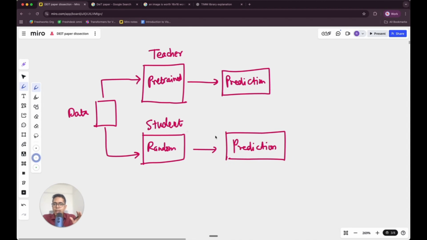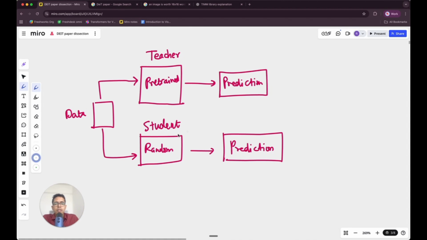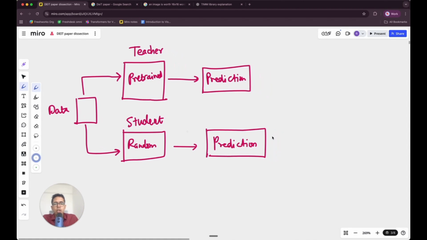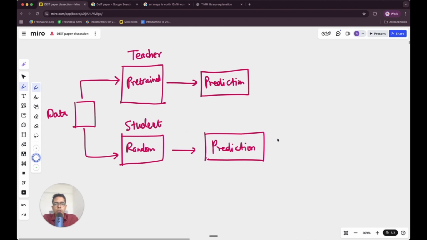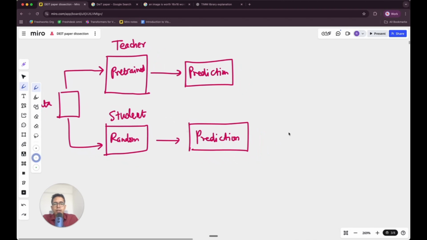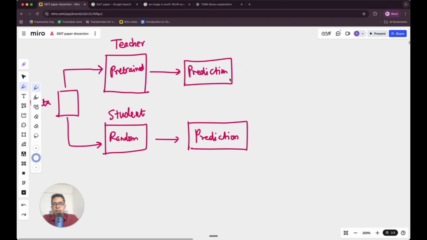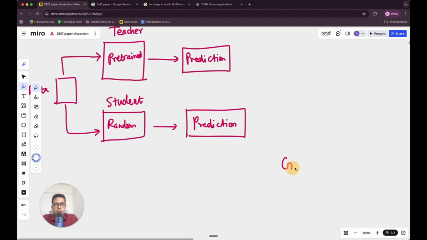Now, what are we trying to train here? We are not trying to train the teacher, we are trying to train the student. So for this student, there should be some sort of loss. So loss is you compare this prediction with something, right? That is how you produce the loss. So usually, what do you compare this prediction against? The ground truth. So you will of course have a ground truth. I'll call it GT. GT is the ground truth.